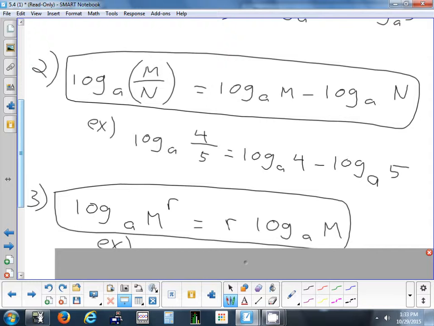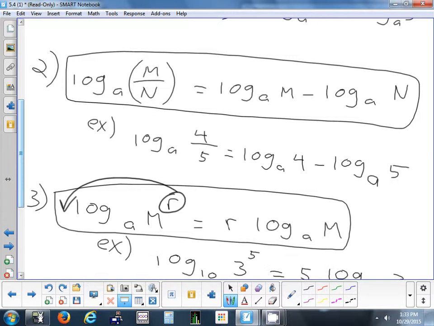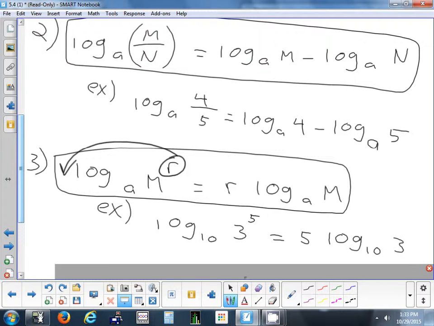And the third rule. Okay, the third rule says if you've got an exponent on a log, you're allowed to just take it and put it in front. So the exponent on your argument can go in front. Here's an example: log base 10 of 3 to the 5th is the same as 5 log base 10 of 3. Okay, this last rule I want to look at for a second. I want to see why it's true. It's very, very simple why it's true. But I want you to understand it more than just taking an exponent and throwing it in front. So let's look at this. Log of 3 to the 5th.